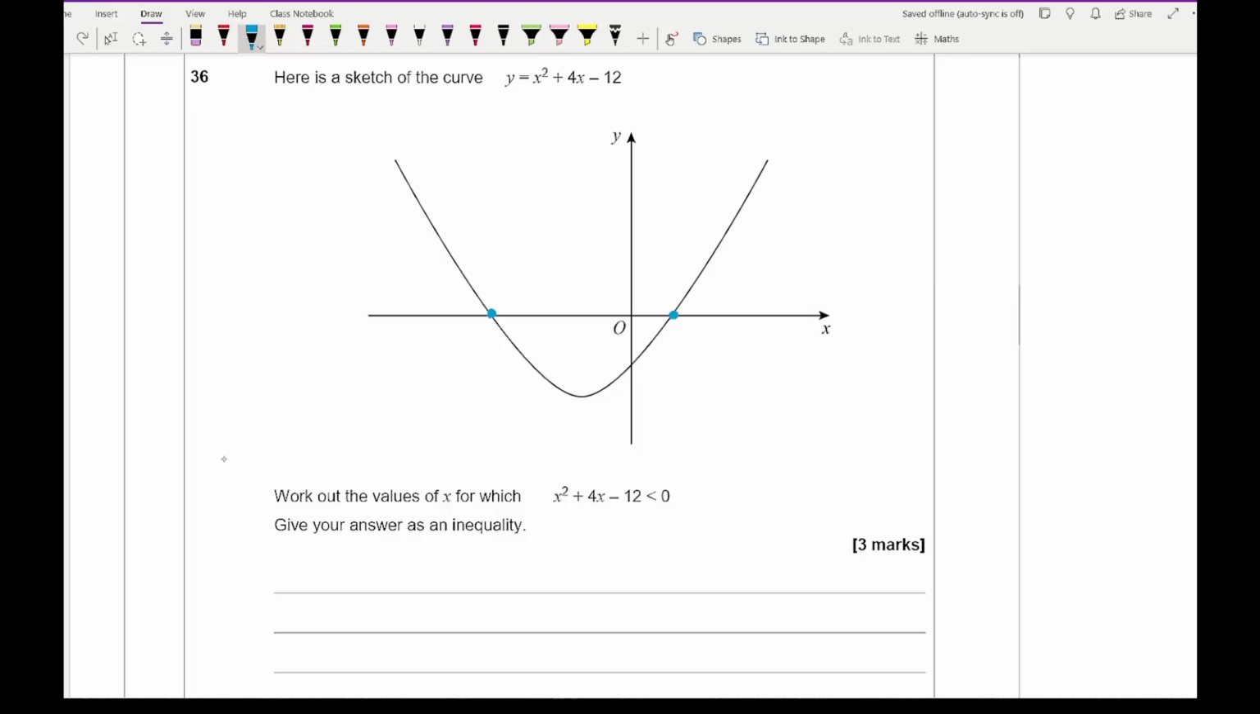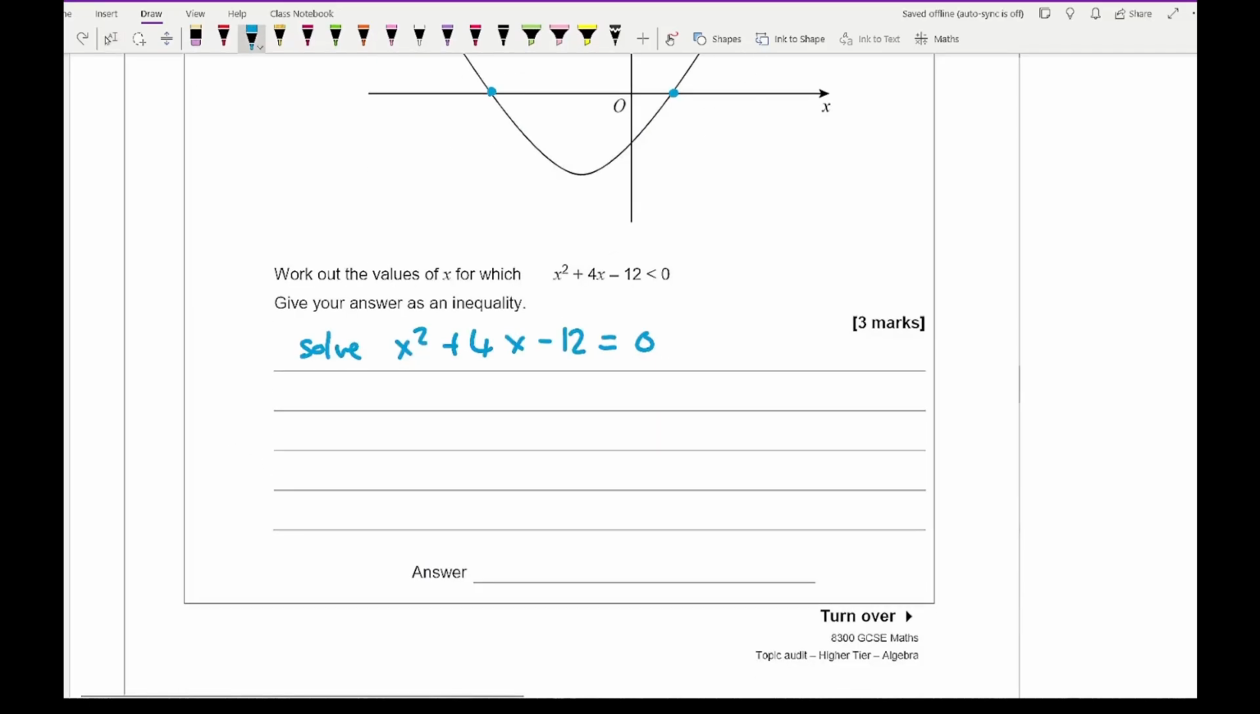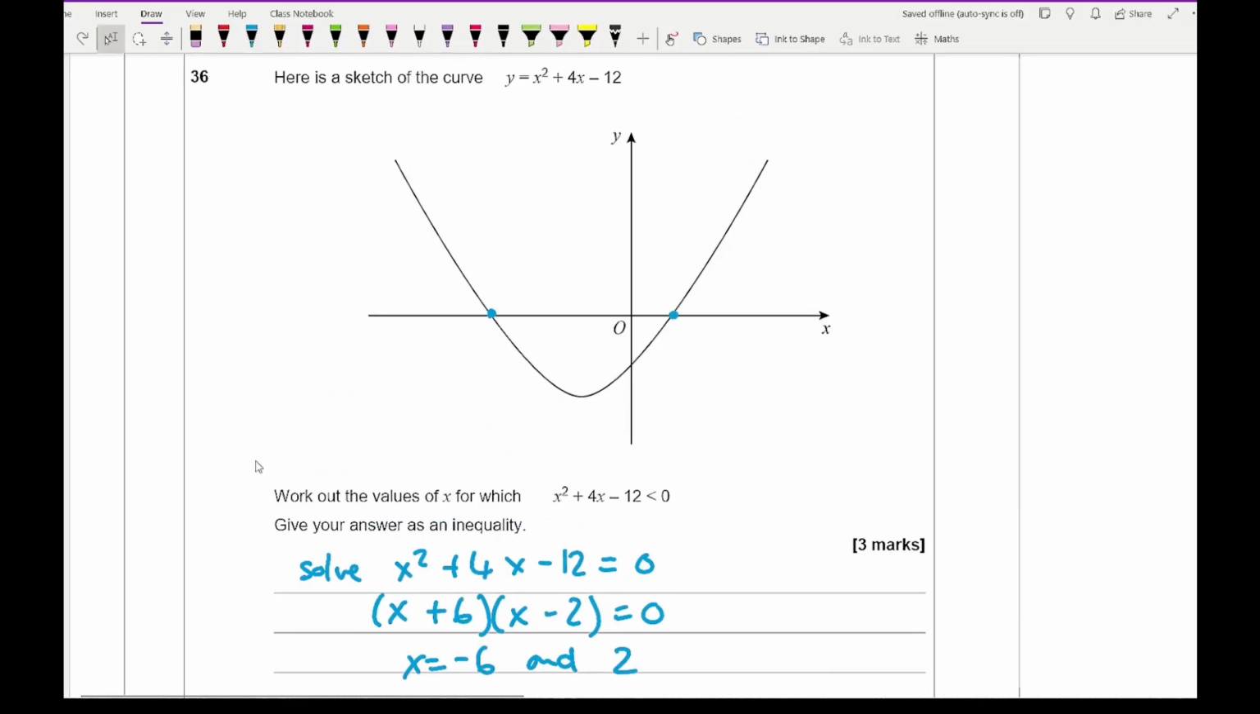So I do that by factorising. So if I solve x squared plus 4x minus 12 is equal to 0, I can solve that by factorising. So I've got (x plus 6)(x minus 2) equals 0. So the two solutions are minus 6 and 2. So if I just label that on my diagram, this is going to be minus 6, that's going to be 2. The reason why it's that way around is because the smaller number comes more to the left and the bigger number is more to the right.